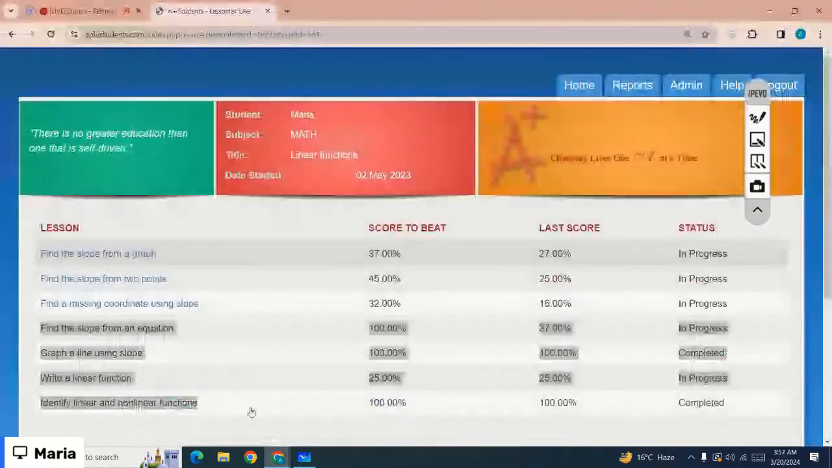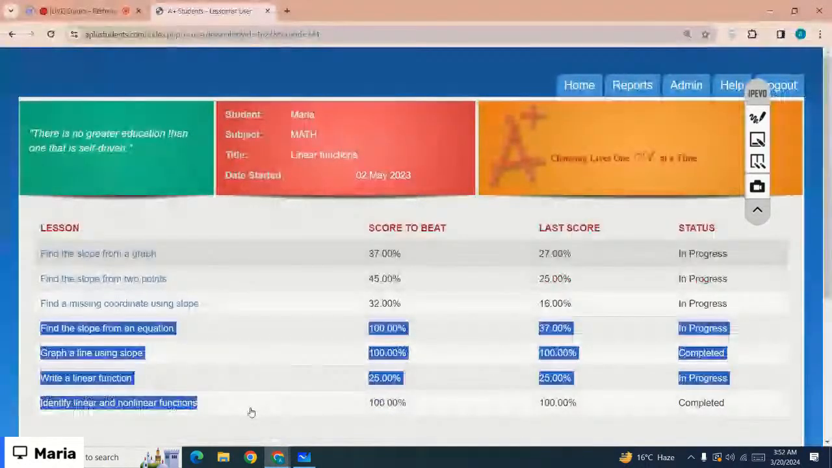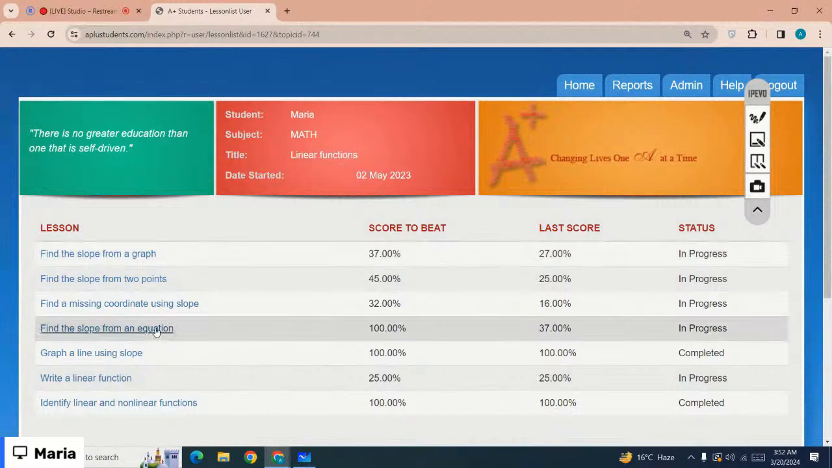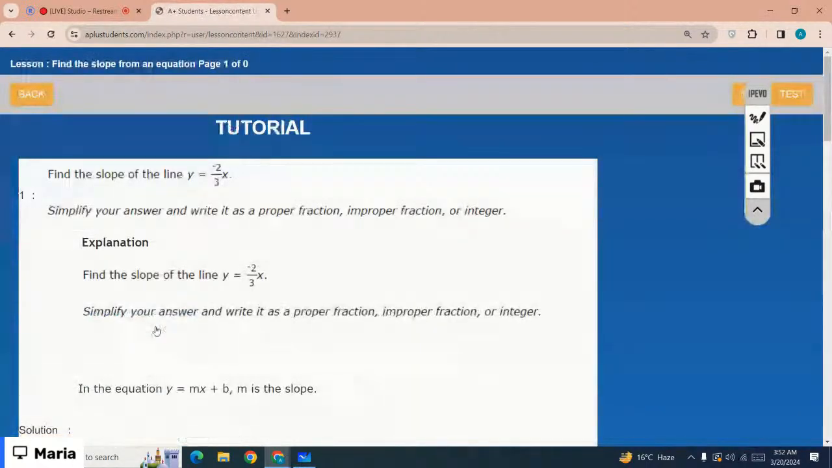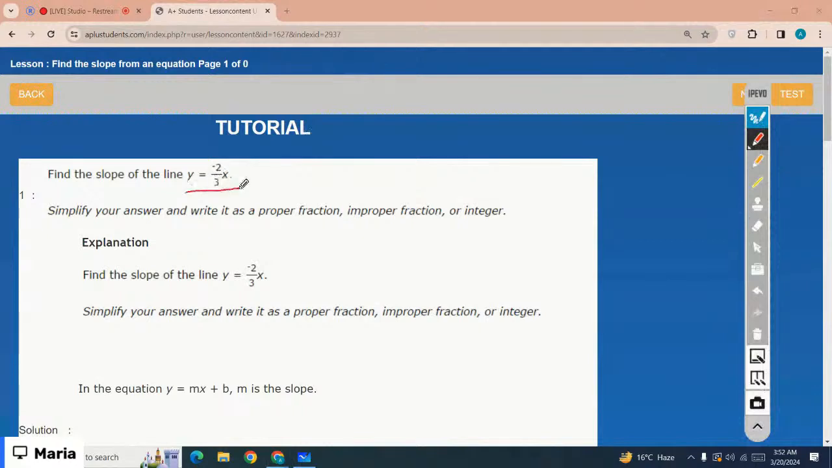Let's start with the lesson, find the slope from an equation. Basically you are given an equation and you have to find the slope from the equation. Let's start with the practice question: y equals negative 2 over 3x. That is the given equation. You have to find the slope. How do you find the slope?